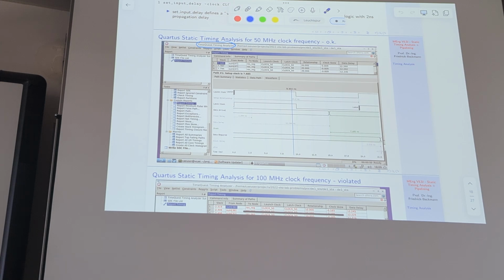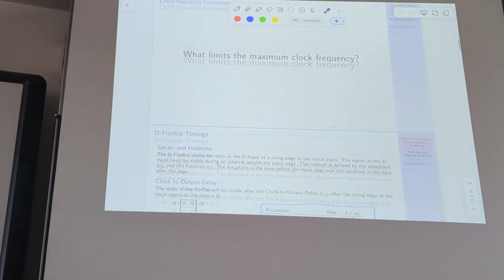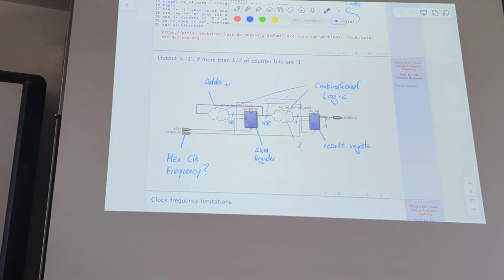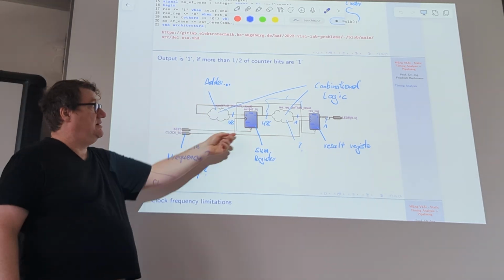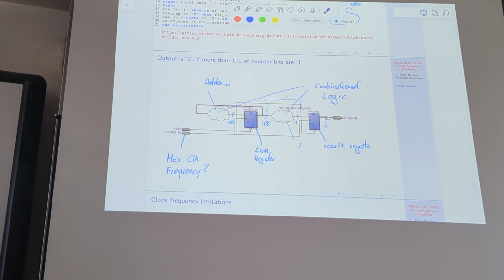I showed that all with the example of this circuitry here, which is composed of a counter and then some logic that counts the number of ones in a 48-bit vector, and when there are more than 24 ones, then one bit will be 1, otherwise it will be 0. So that's the combinational logic cloud here in the middle.